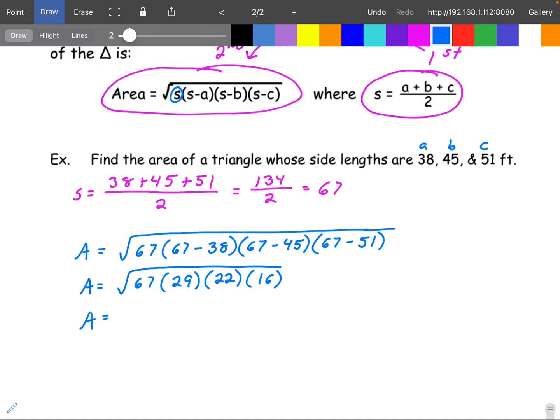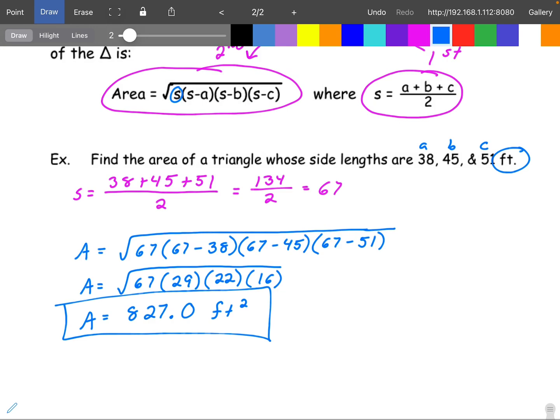So then the area, once we do that, will come out to be 827, and then it rounds to 827.0. Now we do have to put a unit on here. Since our side lengths are given to us in terms of feet, our area must be in terms of feet squared. And so then that's our answer. So much easier than it looks. You just have 2 little formulas you have to use. Make sure that you find your s first, and then take that s and plug it into the area formula.